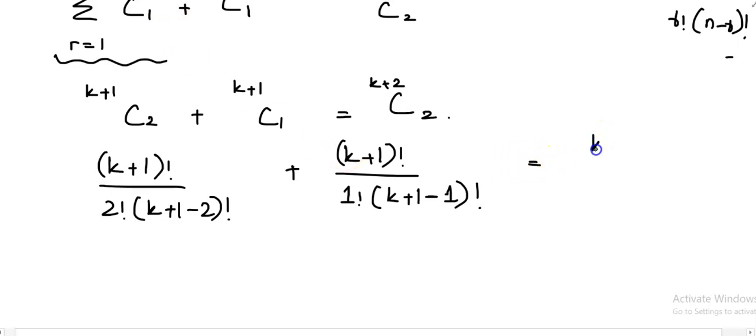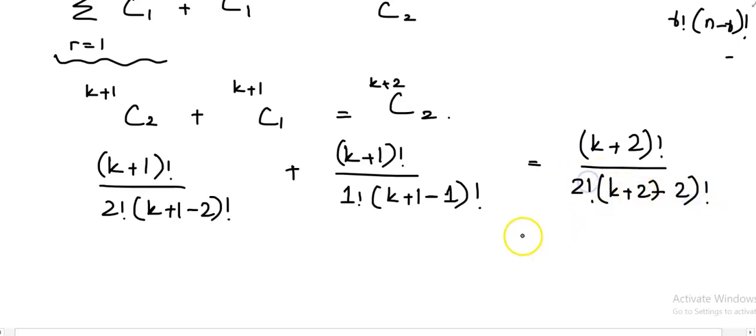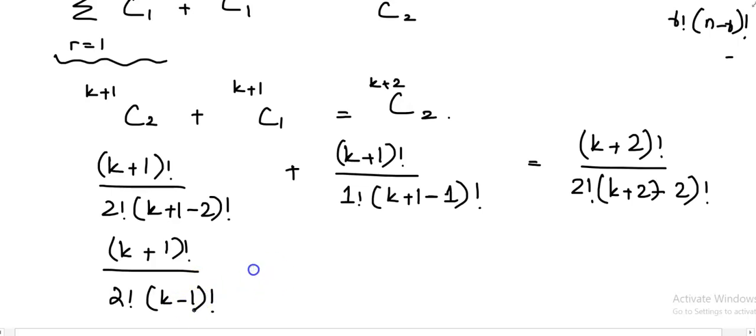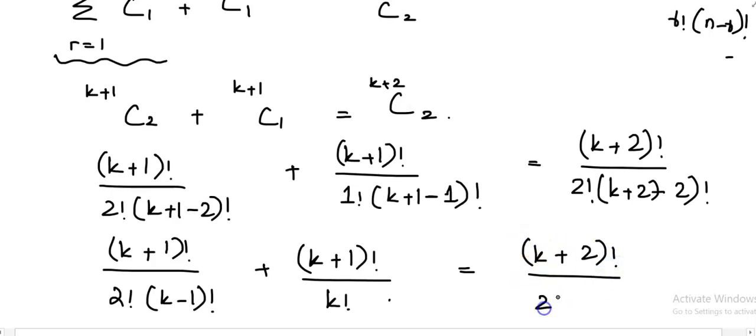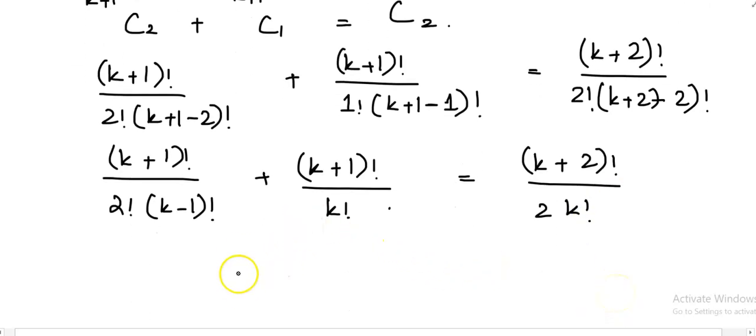Now on the right hand side I have that as k plus 2 factorial divided by k plus 2 minus 2 factorial and then 2 factorial as well, right? So what I'll end up getting on the left hand side is k plus 1 factorial. Let's just simplify that. It becomes 2 factorial and k minus 1 factorial, and then k plus 1 factorial divided by k factorial, and all of this is equal to the right hand side, which is given as this 2k factorial, right? That is what I'm left with on the right hand side.